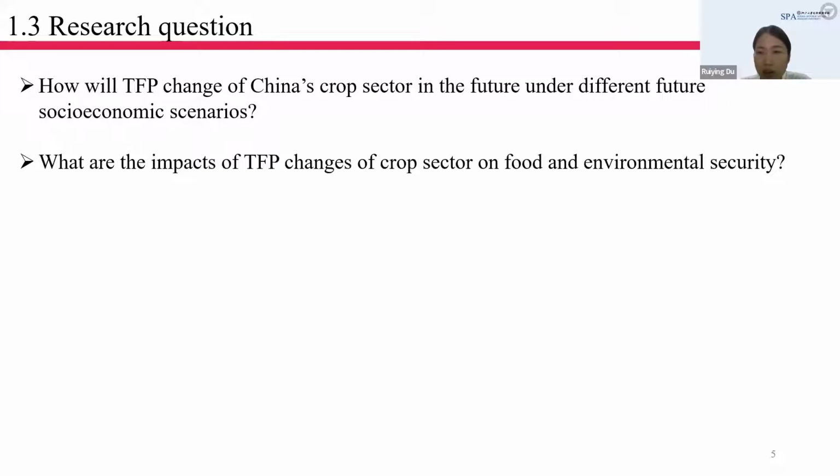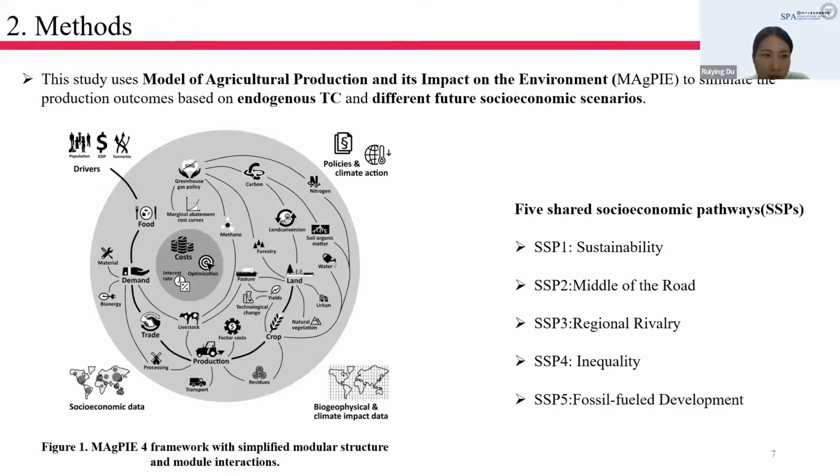Hence, this article tries to address two questions. How will TFP change in China's crop sector in the future under different socio-economic scenarios? And the second one is, what are the impacts of TFP changes in the crop sector on food and environmental security? To address the questions, as the agricultural sector has great adaptability, technological change induced by investment in research and development needs to be endogenous to avoid serious biases.